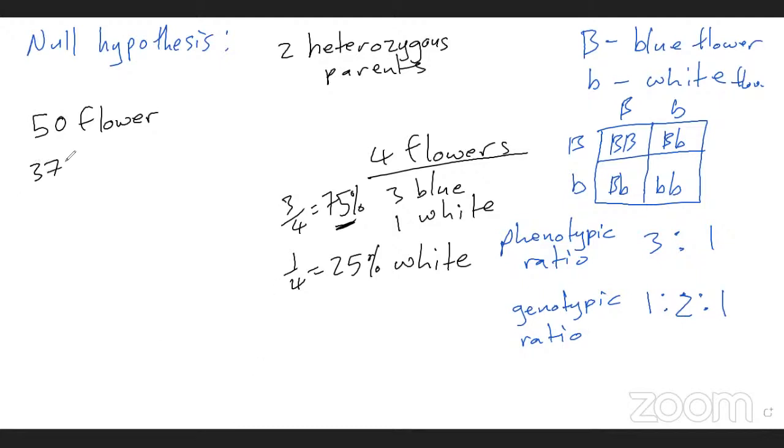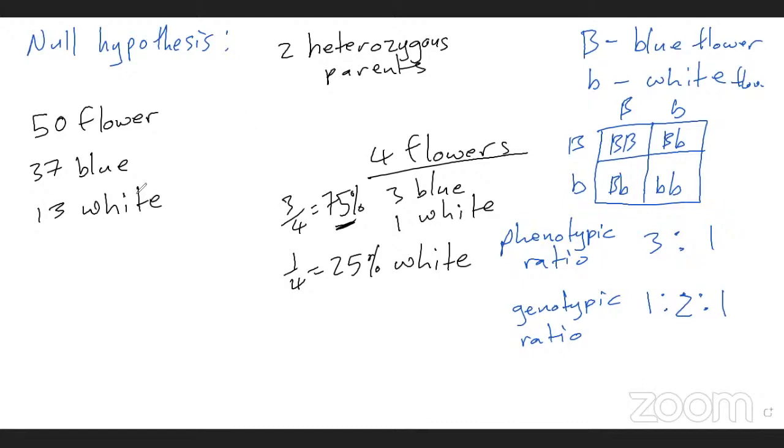So 37 blue and 12, but round it off to 13 would be white. I don't round off the blue too, because it's 37.5. Well, one would have a round-off, kind of have half of. Oh, all right, yeah.